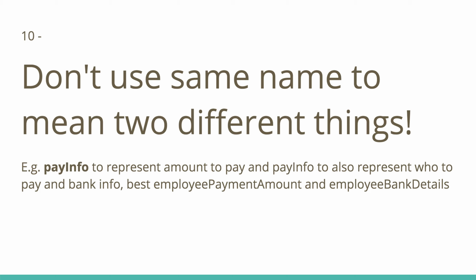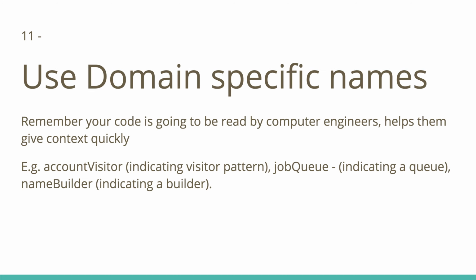The 10th tip is to use names that are different if they mean different things, and don't use the same name for two different things, right? If you use pay info in two different places, at one place pay info stands for the amount to pay, and in the second place pay info stands for the bank information, then it's hard to distinguish what this pay info is, right? So instead you should say employee payment amount and employee bank details. It's easy to know what this variable stands for. So don't pun, don't use the same name twice to mean two different things, right?